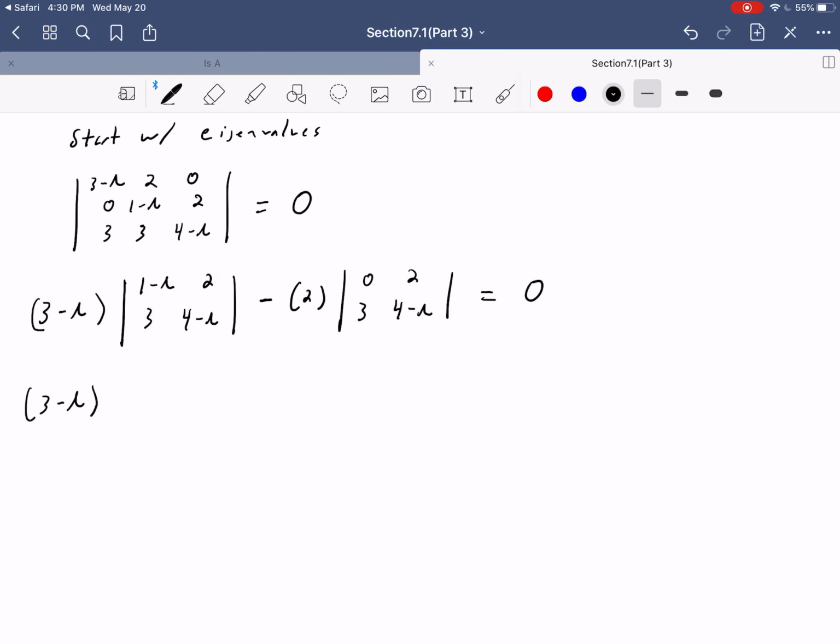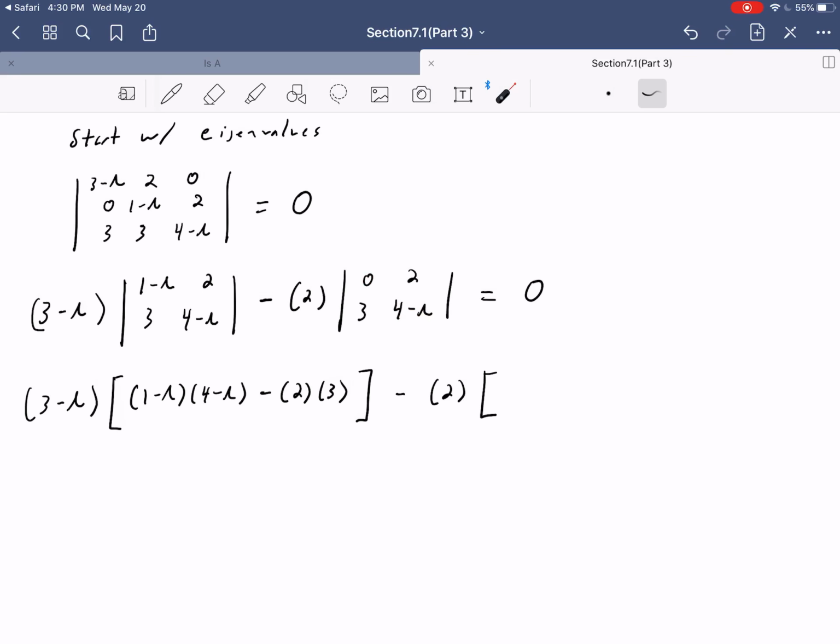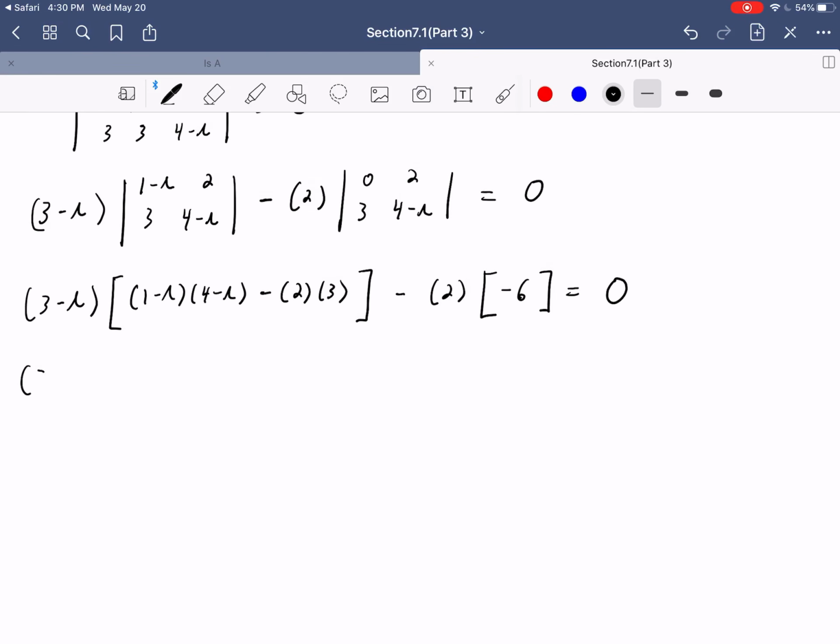This is going to be 3 minus lambda, and then we'll have some parentheses. We've got 1 minus lambda times 4 minus lambda, and then minus 2 times 3. And that's good there. And then we have minus 2 times parentheses. Well, the diagonal here is easy. That's going to be 0, and then we're just going to get minus 6. So that'll be equal to 0 then. We can go ahead and start simplifying. Well, first we've got to expand here. We're going to get lambda squared minus 5 lambda plus 4 minus 6. And then this is going to be plus 12 at the end there.